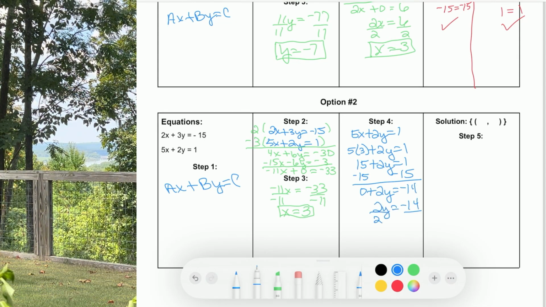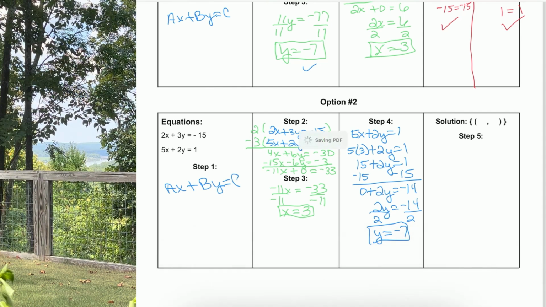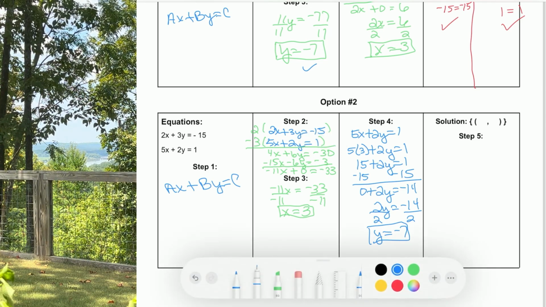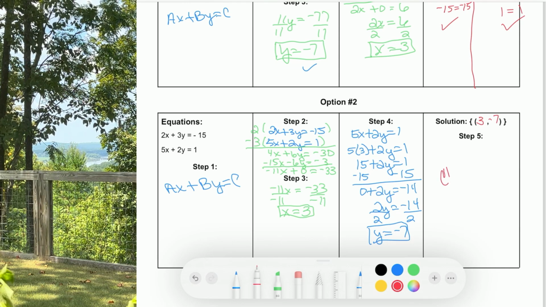Divide both sides by 2, and I get y equals negative 7. Is that what we got above? Yes, we did. We got y equals negative 7. So we've got the same values. X is 3. I'm going to write them in my solution. Y is negative 7.